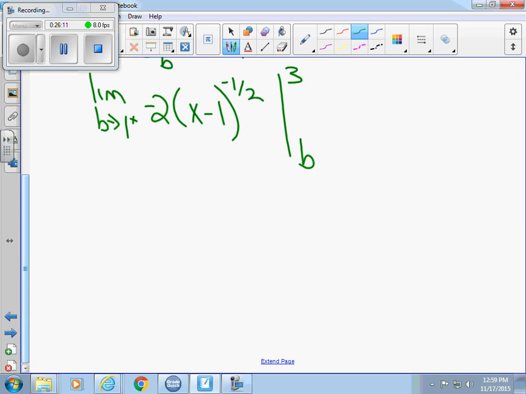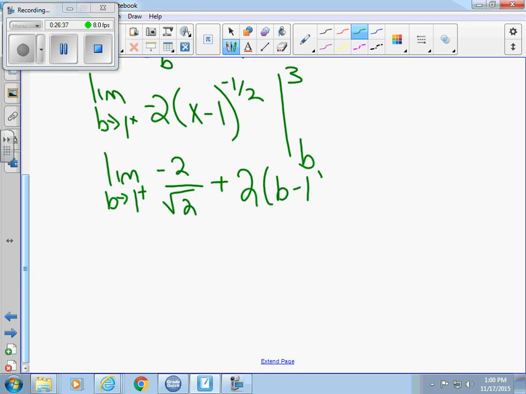And if I do plug in 3, 3 minus 1 is 2. So I get negative 2 over the square root of 2. Minus negative 2 is plus 2. b minus 1 is negative 1. Any questions about that so far?